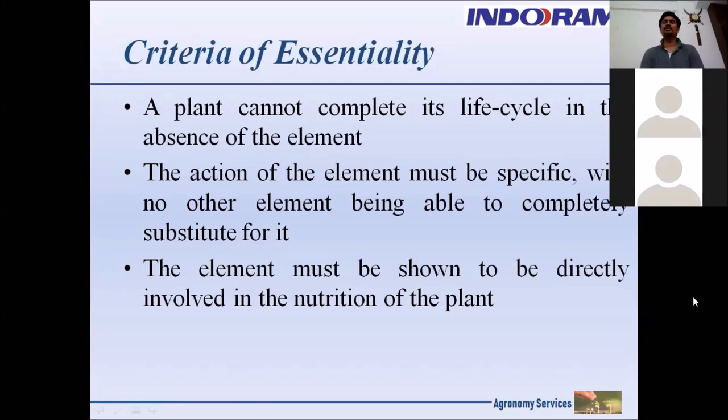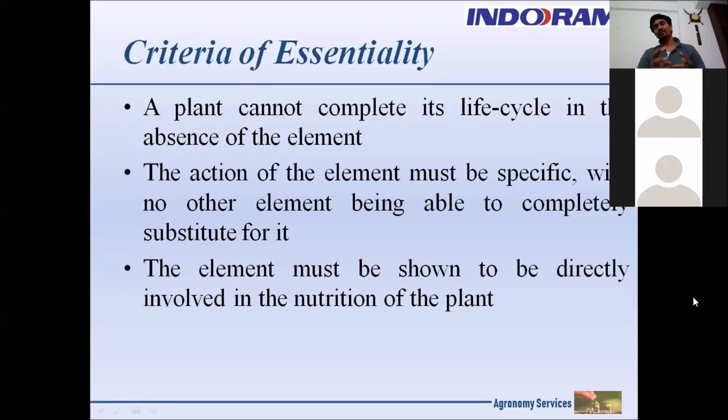So if nitrogen is missing, I'm talking about absent, it means no particle of nitrogen is inside the soil. So in that type of soil, any plant will not be able to complete its life cycle. And that's how nitrogen is considered an essential plant nutrient.